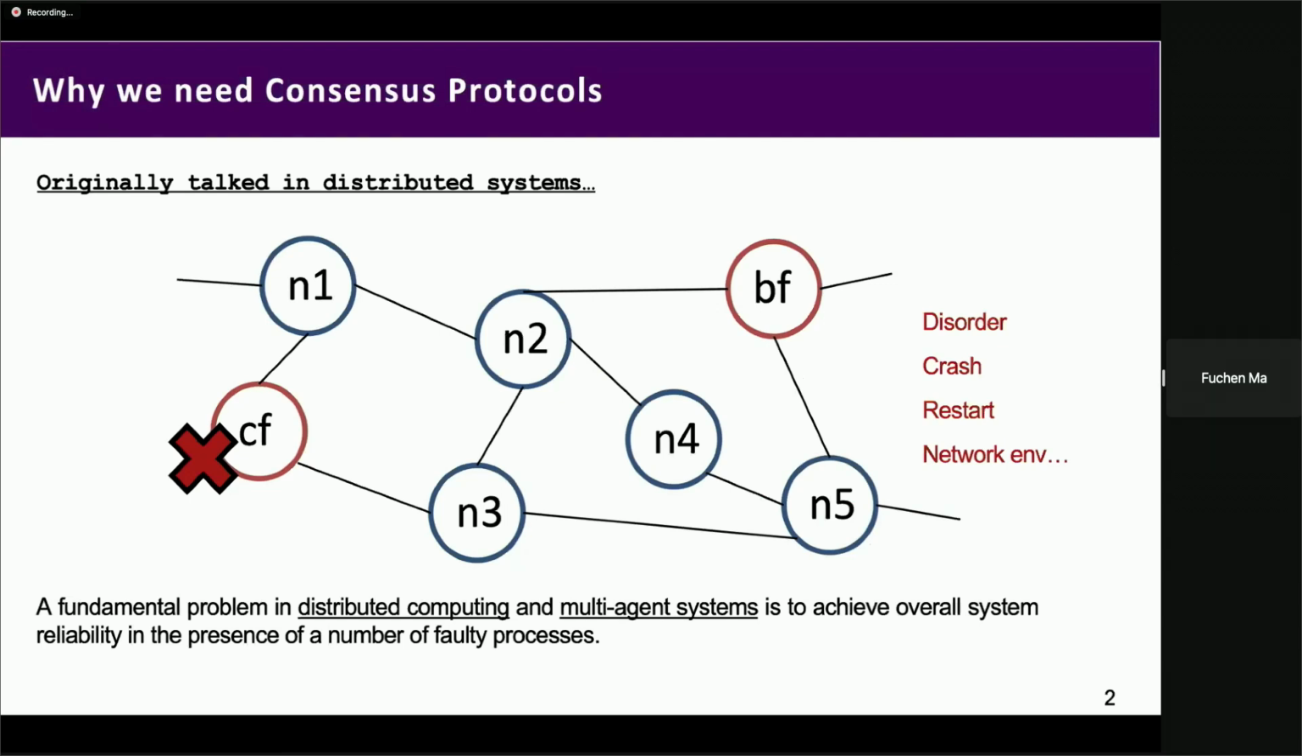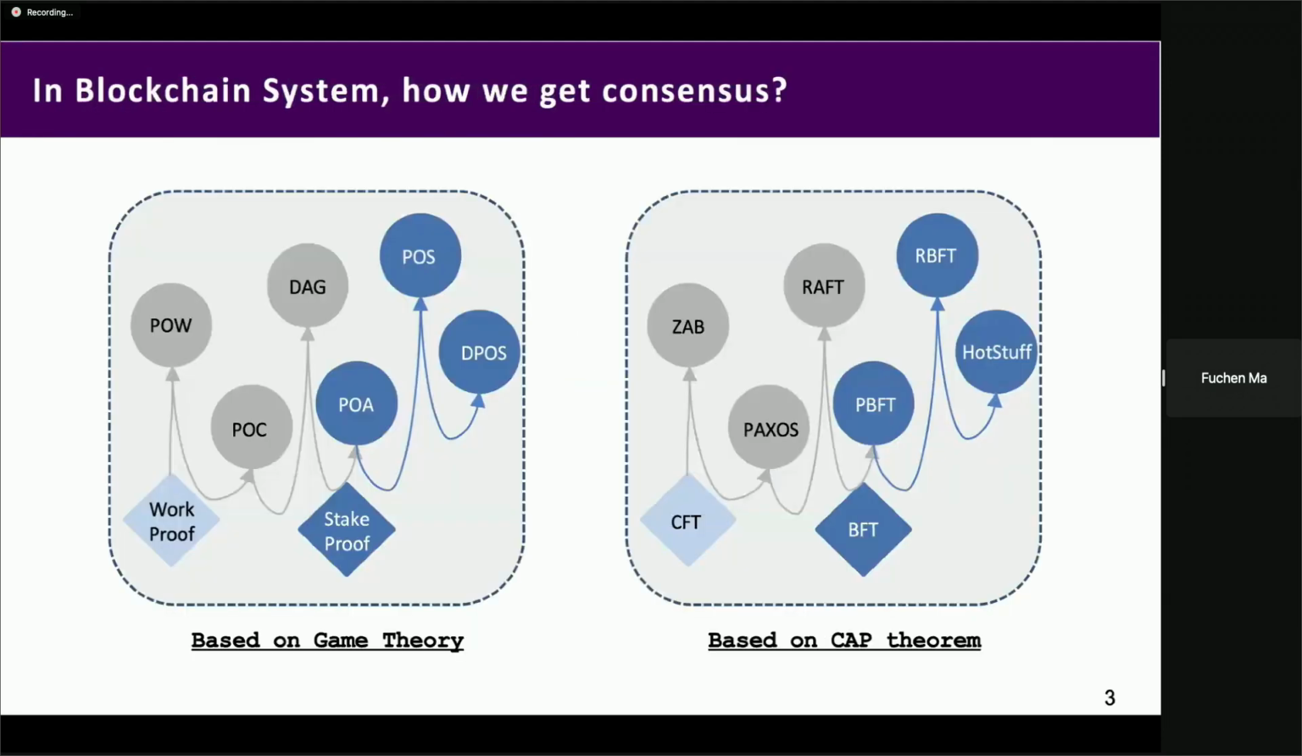They are originally taught in distributed systems. Considering that there are so many complex situations in a distributed environment, such as packet disordering, node crashes, and network delay, a fundamental problem in distributed computing and multi-agent systems is to achieve overall system reliability in the presence of a number of faulty processes. And in blockchain systems, many consensus algorithms have been developed.